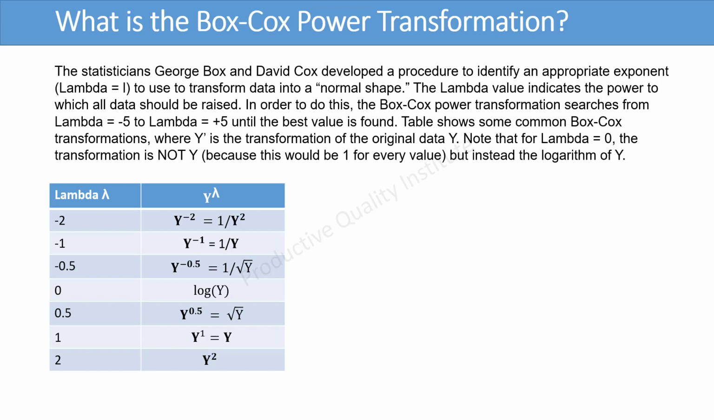In order to do this, the Box-Cox power transformation searches from lambda equal to -5 to lambda equal to +5 until the best value is found. The table shows some common Box-Cox transformations, where y' is the transformation of the original data, y. Note that, for lambda equal to 0, the transformation is not y^0, because this would be 1 for every value, but instead, the logarithm of y.